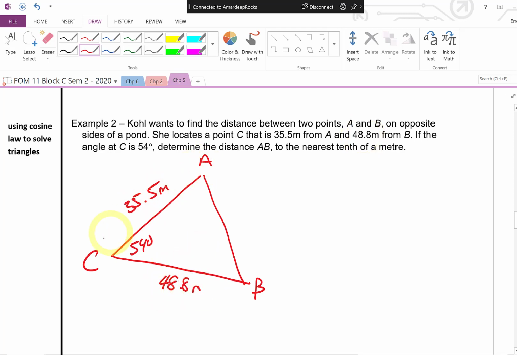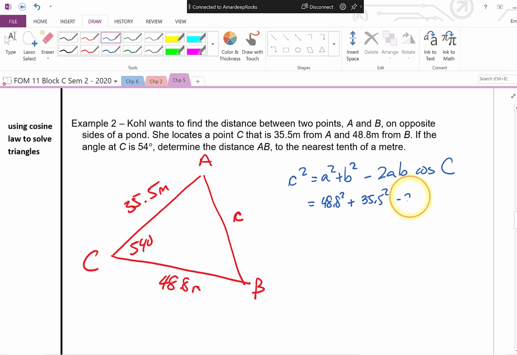And notice what we have is a side, angle, side. Okay, so what we're looking for is length c. Now the pattern works like this. Length c squared is equal to what looks like Pythagoras minus double the product, right? ab cosine of C. All right, so a squared, well, that's 48.8 squared plus 35.5 squared minus 2 times 48.8 times 35.5 cosine of 54.